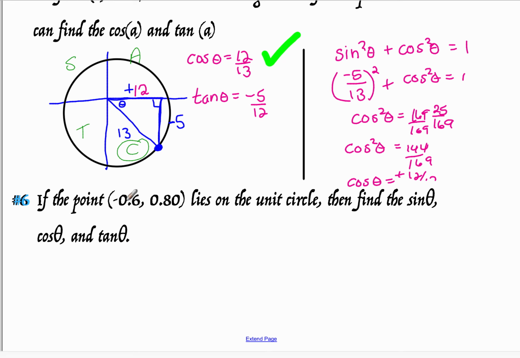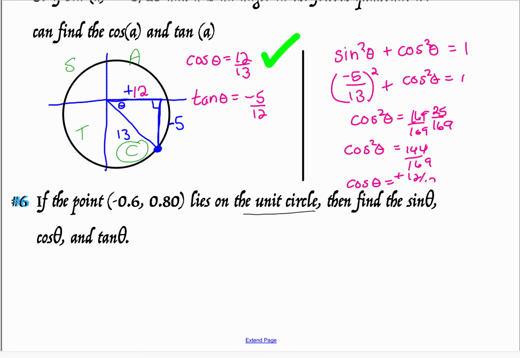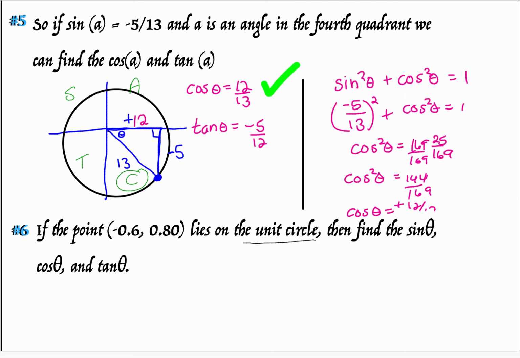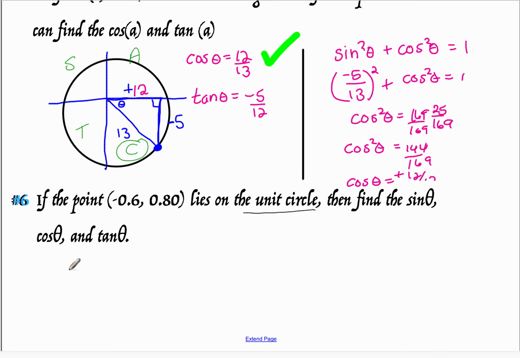If the point negative 0.6, 0.8 lies on the unit circle, okay, that's different than up here where we didn't say it lay on the unit circle. We said it's just an angle in the fourth quadrant. We had to find the unit circle. This unit circle over here had a unit of 13. This, they already tell us it's a lovely unit circle. Great, find the cosine, sine, and tangent.